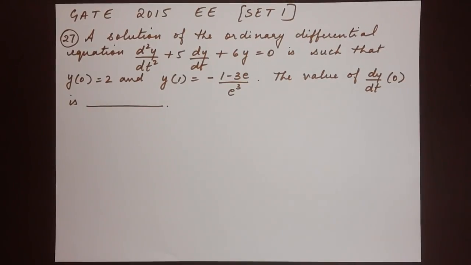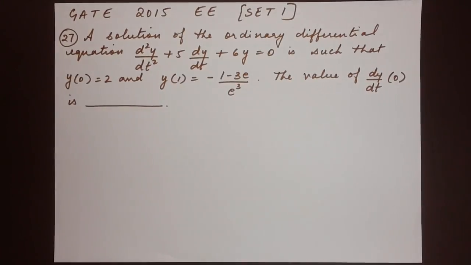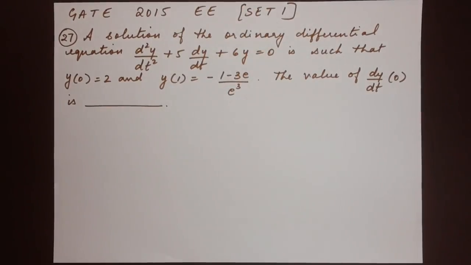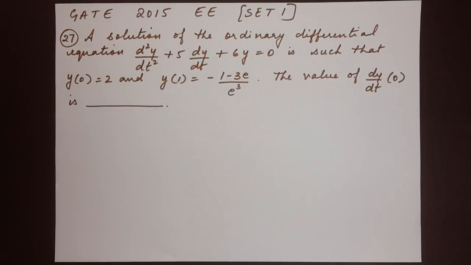Here's the next question, number 27. A solution of the ordinary differential equation d square y by dt square plus 5 dy by dt plus 6y is equal to 0 is such that y of 0 is equal to 2 and y of 1 is equal to minus of 1 minus 3e divided by e cube. The value of dy by dt of 0 is dash.